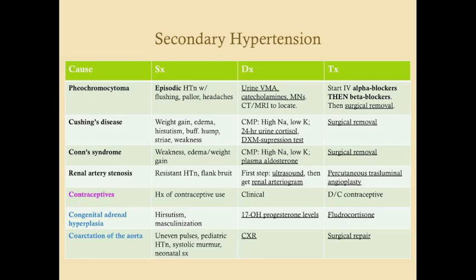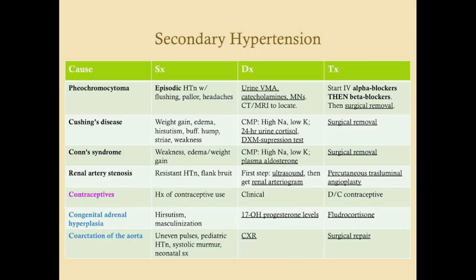Any child with hypertension, especially if they have a coexisting murmur, you should definitely think coarctation of the aorta, and also definitely if they had neonatal symptoms. Diagnosing coarctation of the aorta is quite simple. You just get a chest x-ray and you will see the abnormality. You will see the coarctation. And the treatment here is going to be surgical repair.